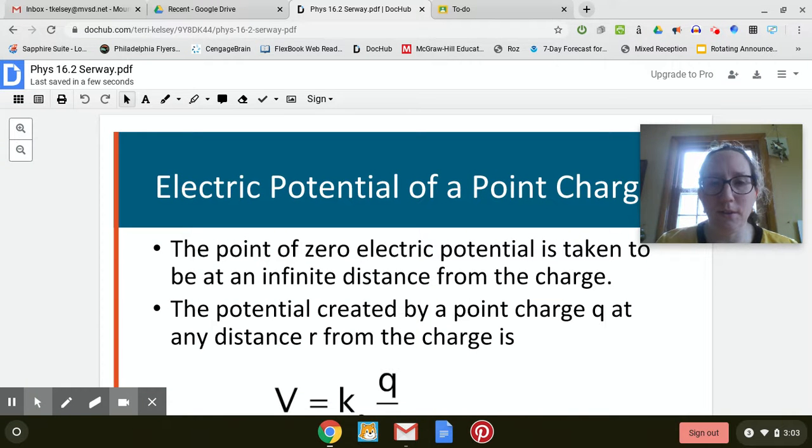16.2, electric potential of a point charge. If you remember, 16.1 was all about the concept of electric potential, and it's sort of the ability to do work because of an electric charge. It is measured in volts, if you remember this.